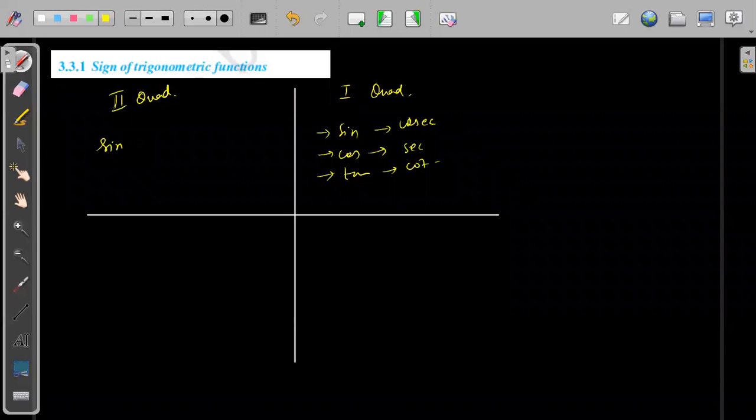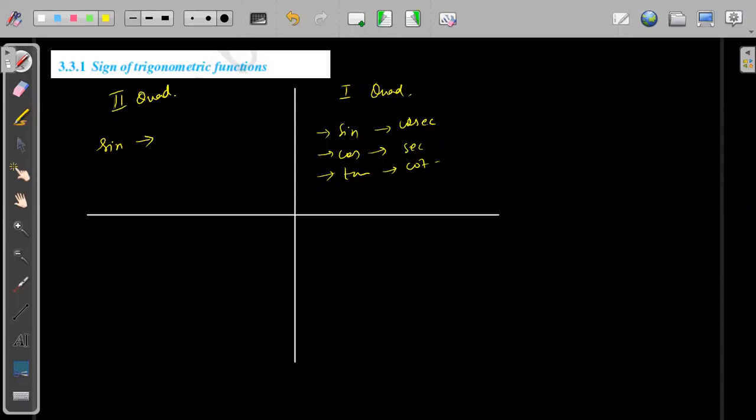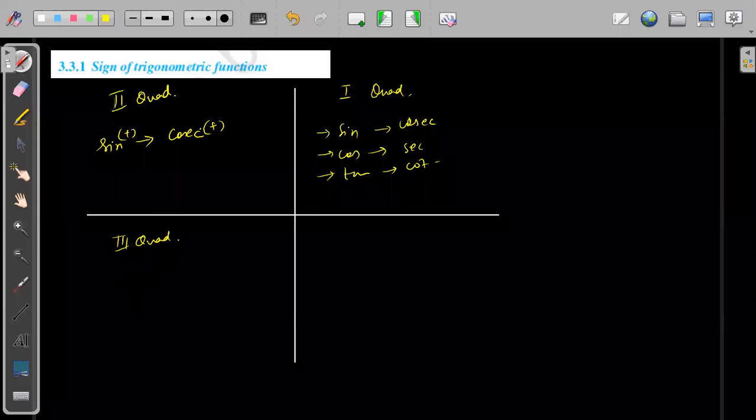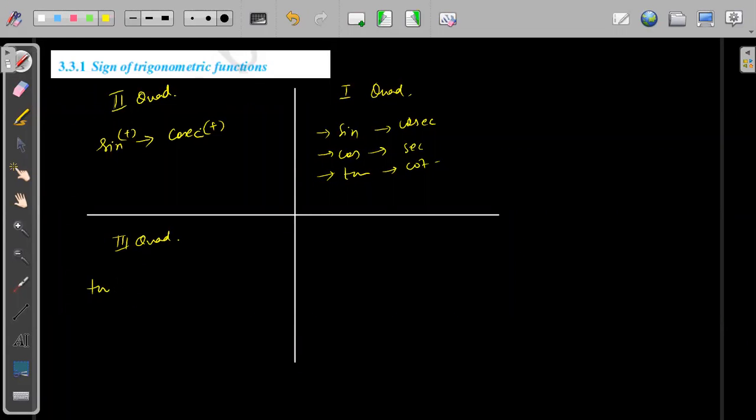Only sine is positive. If sine is positive, that means cosec is also positive, right? In the third quadrant, which one is positive? Tan is positive. If tan theta is positive, that means cot theta is also positive.